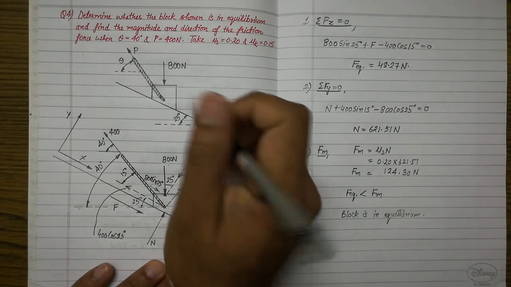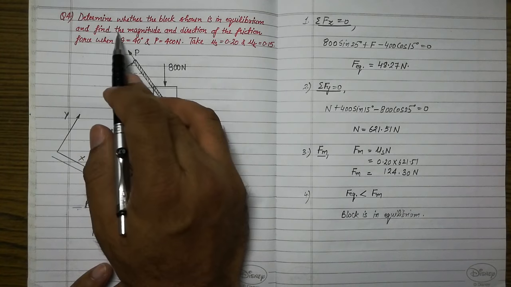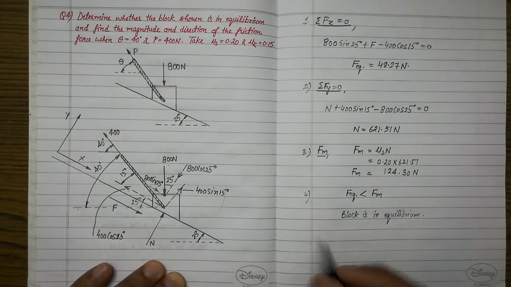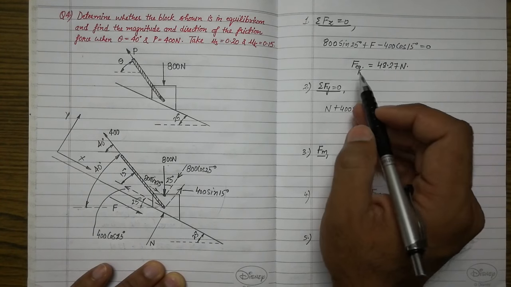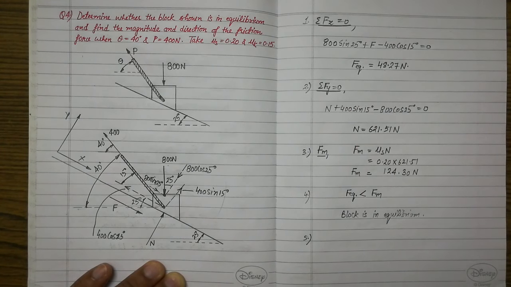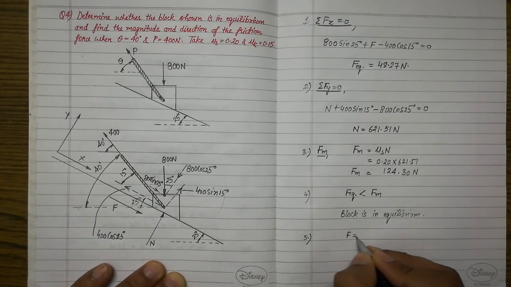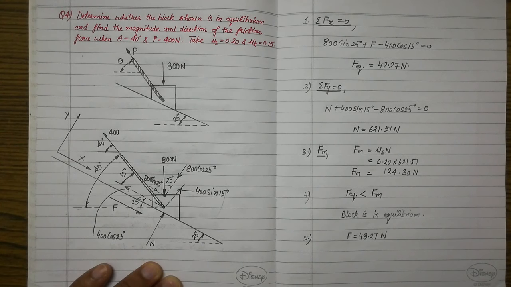Now in the second part, he's asking to find the magnitude and direction of the friction force. If the block is in equilibrium, it means for equilibrium the friction force is 48.27. So the answer for the friction force is 48.27 newtons. I hope this numerical is clear to you.